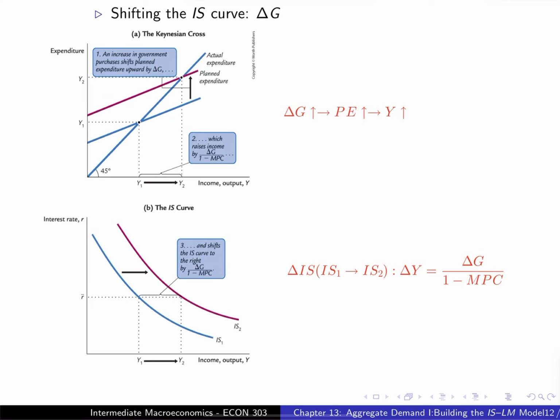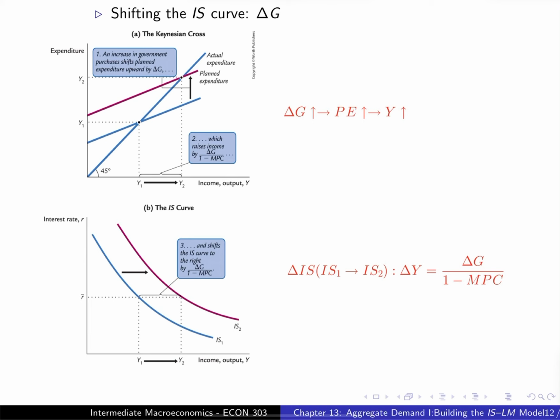We are now examining the effects of fiscal policy on shifts in the IS curve. When government spending increases, planned expenditure rises, which increases output and shifts the IS curve to the right. In the Keynesian cross diagram, we start at output Y1. An increase in G shifts the planned expenditure line upward. This causes equilibrium output to rise to Y2. The change in income or output is given by delta G over (1 minus MPC).